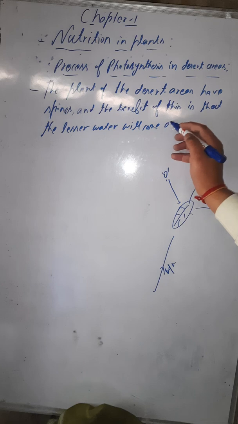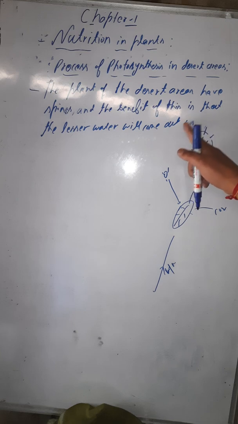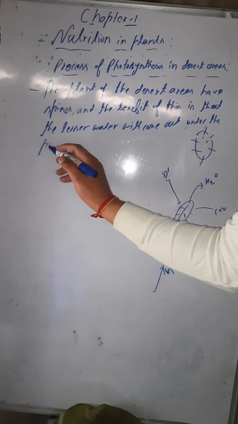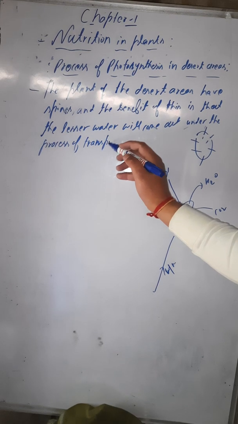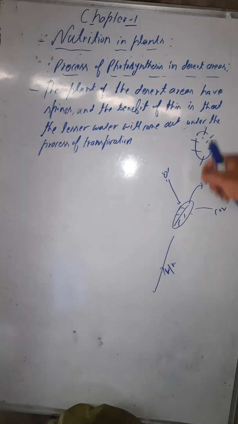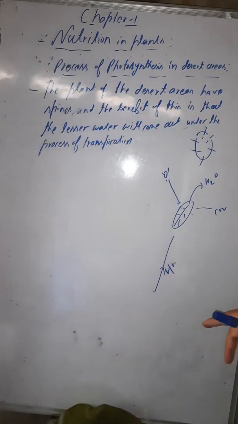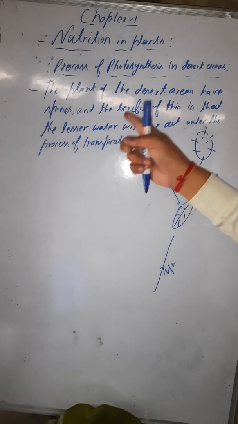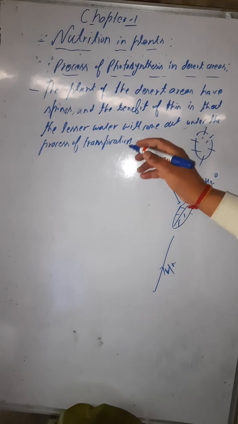will come out under the process of transpiration. Less water will come out and this plant will survive. Here more water will come out, so this plant will die there because there is lack of water. Such plants are surviving there in the desert area. The plants of the desert areas have spines, and the benefit of this is that lesser water will come out under the process of transpiration and the plant will survive.